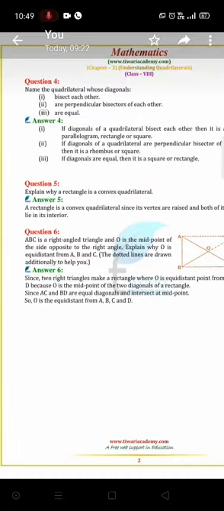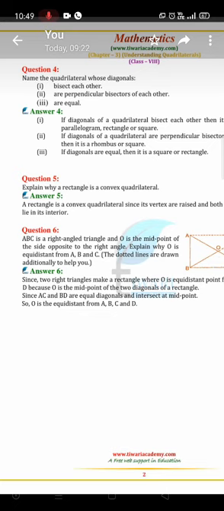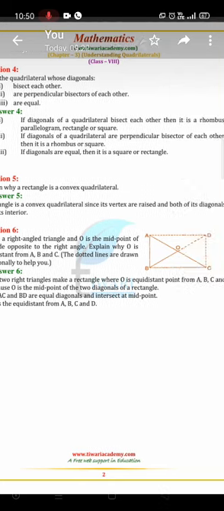Name the quadrilateral whose diagonals bisect each other. Yes, my dear students. In a parallelogram, diagonals bisect each other. In a square, diagonals bisect each other. In a rectangle, diagonals bisect each other. And in a rhombus also diagonals bisect each other. So the first answer will be parallelogram, rectangle, square and rhombus.